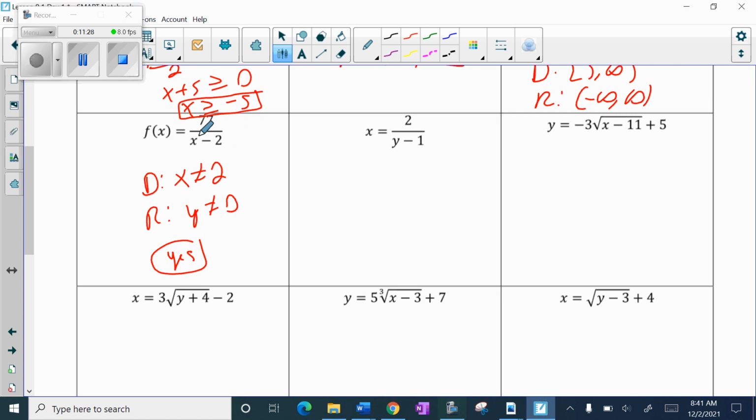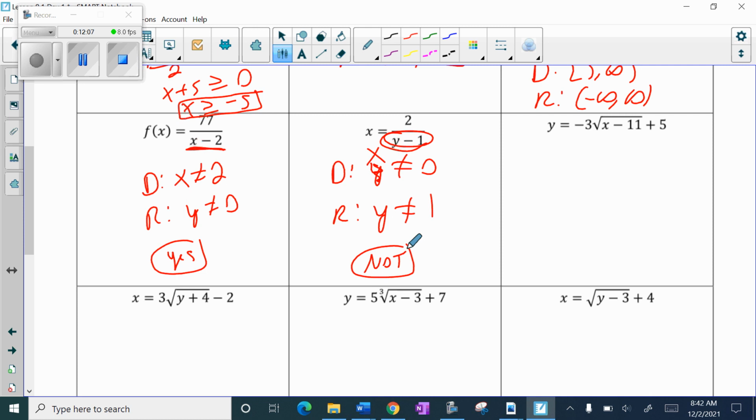Okay, so let's take a fraction. So we talked about fractions, like you can't have a 0 in the denominator. So in this case, x cannot equal 2, so that would be my domain. And my range is y cannot equal 0, and it is a function. Okay, so when I flip the x and y, I'm going to think about the domain and range being flipped. So my domain now is x cannot equal 0, and my range is going to be y cannot equal 1. And in this case, it's not going to be a function.